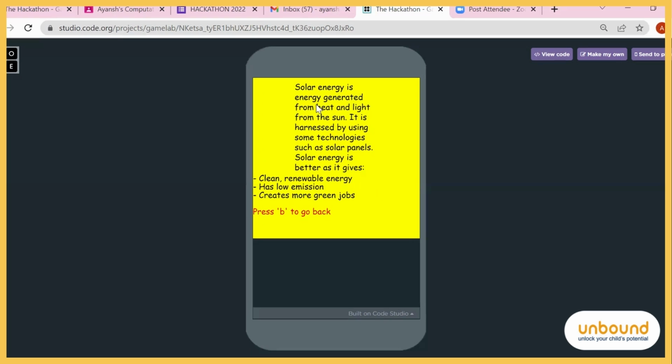Solar energy is energy generated from heat and light from the sun. It is harnessed using some technologies such as solar panels. Solar energy is better as it gives clean, renewable energy. It has low emission and it creates more green jobs.